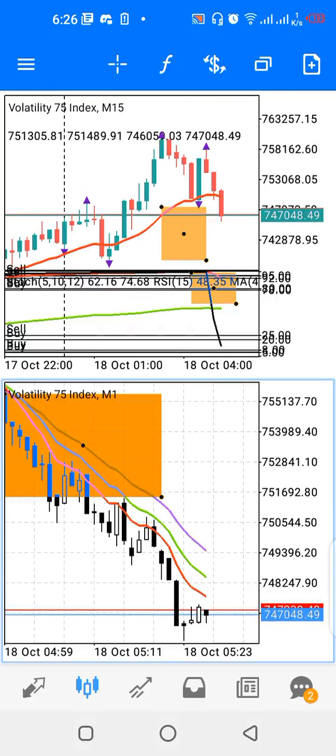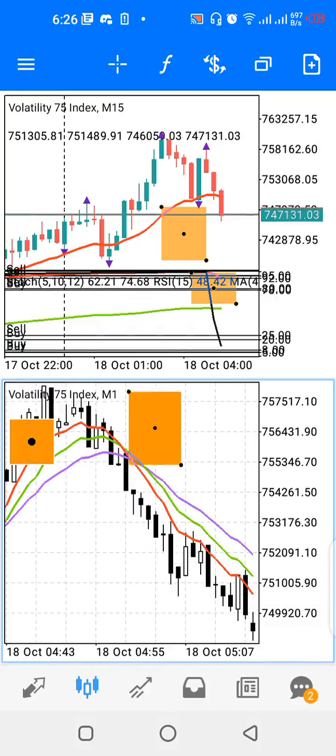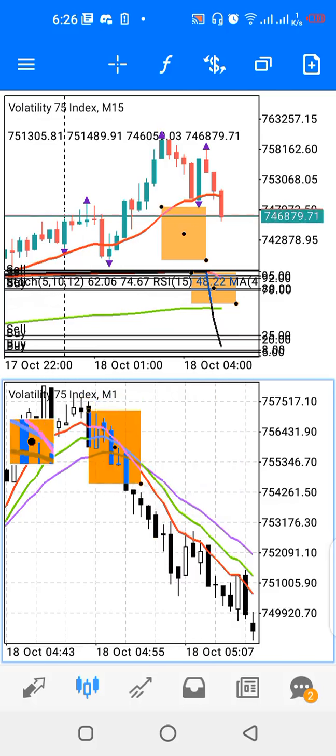Now, how does this work? It is like a signal. When the red moving average crosses down on all the other moving averages, that's a sell signal. Of course, when it crosses up, that's your buy signal.